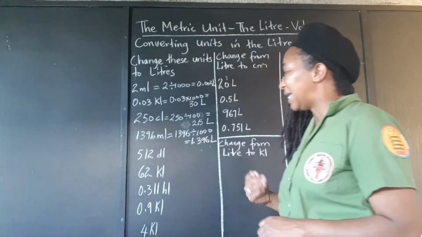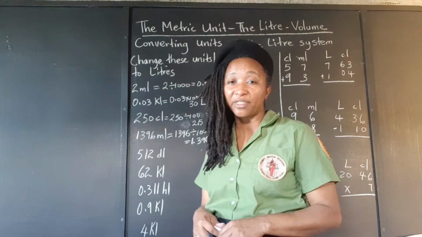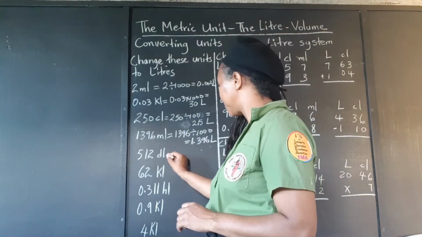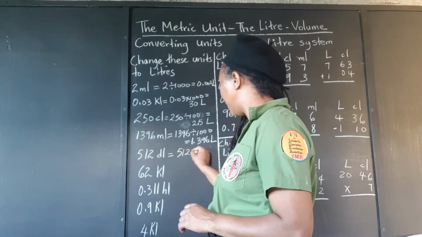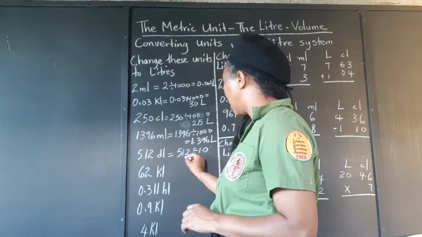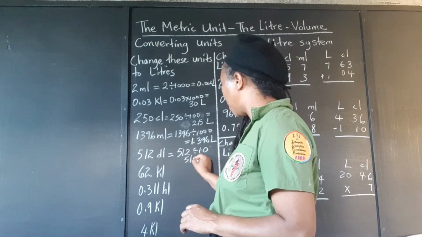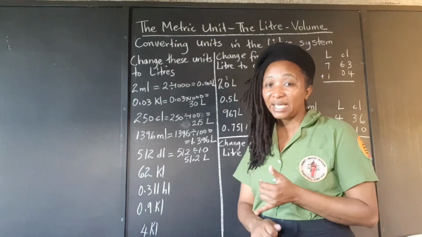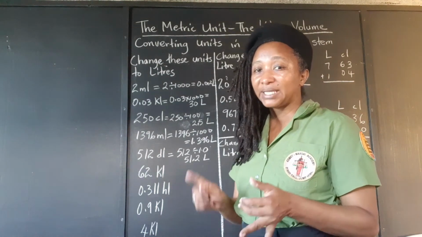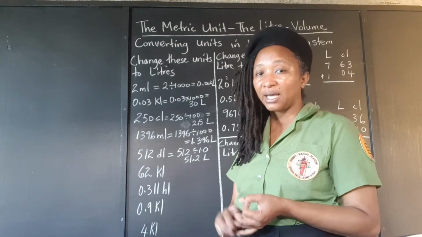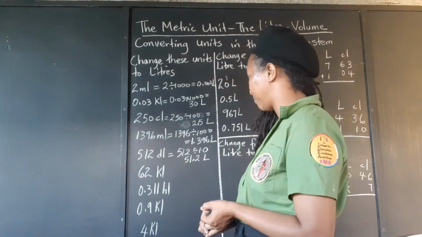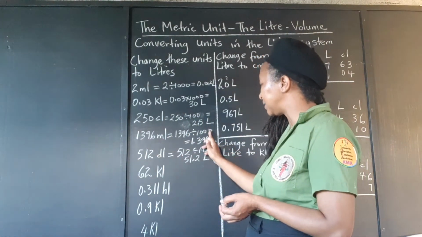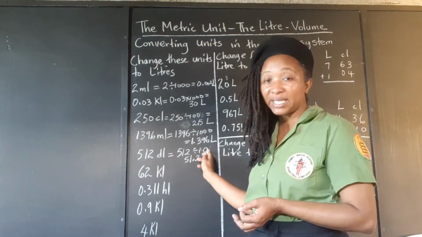Deciliter, that's 1/10, sorry, of a liter. So it's 512 divided by 10. 1 place back, so that's 51.2 liters. Alright, so remember milli, 1,000th, centi, 100th, and deci, 1/10.